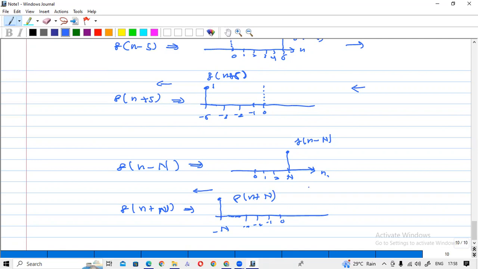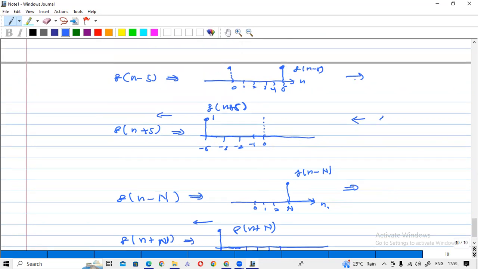Okay. So now I am asking a question. If I go to this one, delta n minus 5 is equal to 1 when n is equal to what?